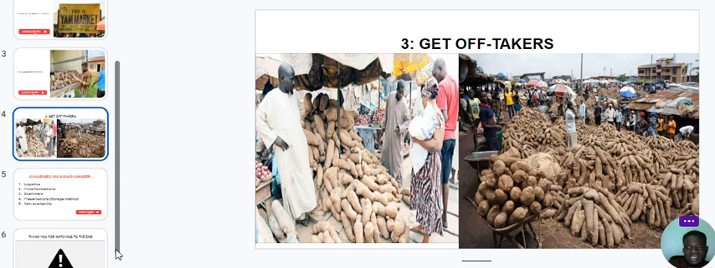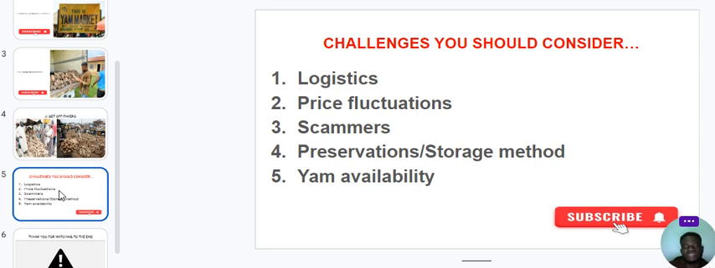But this is not as easy as that. We also have challenges. So I will share with you some of the challenges you should consider. You are going into a business, so there is no business in the world that does not have challenges. One of the advantages is that when you know the challenges, you know how to prepare, you know what to do.